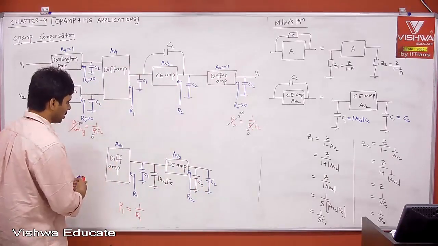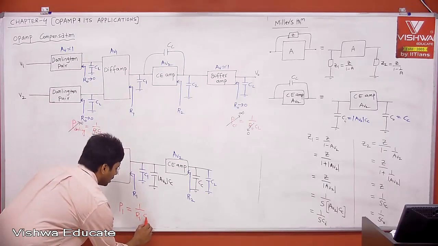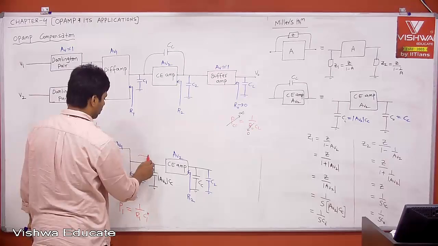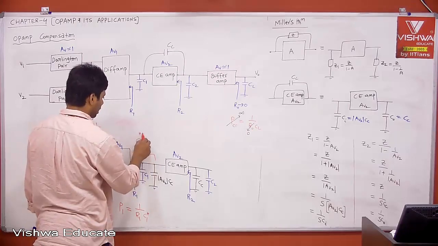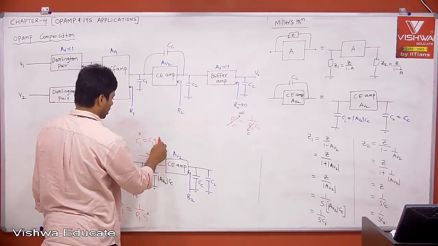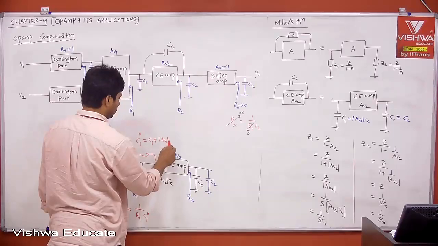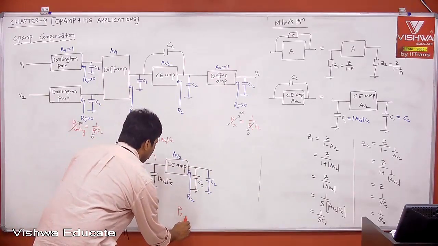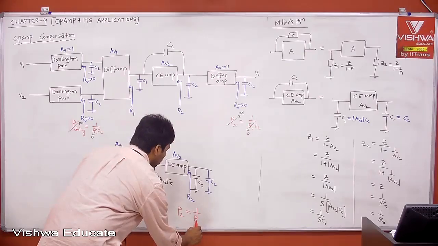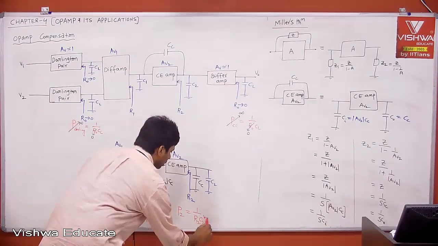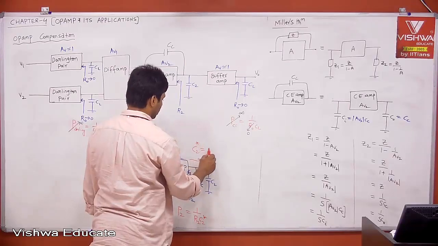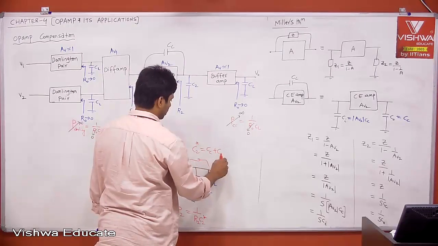Therefore, this is nothing but your effective cap, which is C1 star, where C1 star is nothing but C1 plus mod AV2 into Cc. Similarly, what is your pole P2? Your pole P2 is equal to 1 by R2 into, let us say, C2 star. Then what is C2 star? C2 star is equal to Cc plus C2.